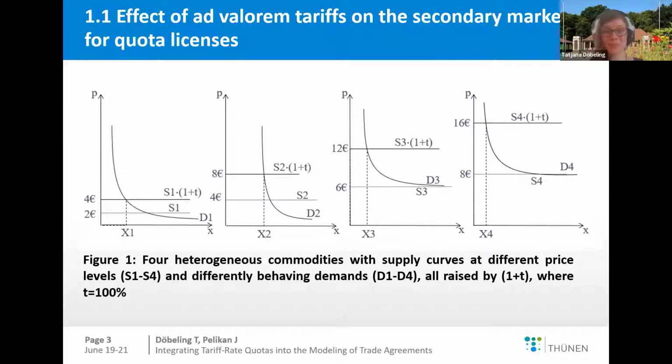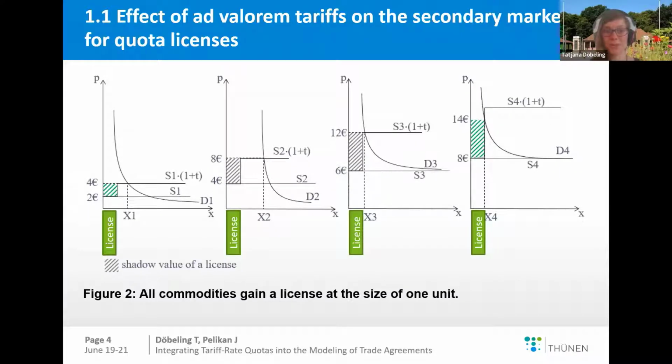If we now introduce some kind of quota, and we say we initially distribute the quota equally among all of them, we could see that they all gain some kind of quota rent by having this quota. But the quota rent is very different for all of them. Again, the cheap commodities save on €2 per license, while more expensive ones save on €6 per license. And we can see that commodity 4 here also just benefits with a premium of €6 because they are only importing inside the quota by now. They are not importing outside the quota anymore with the license that they've been given.